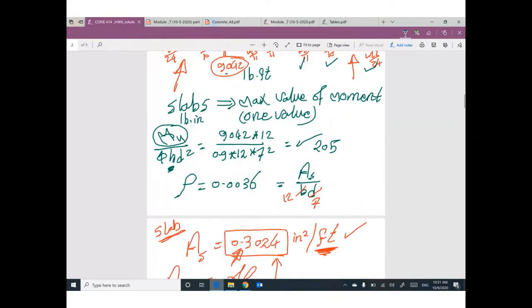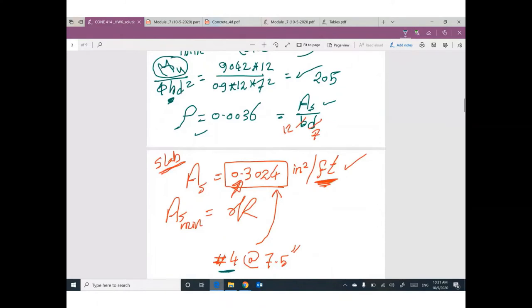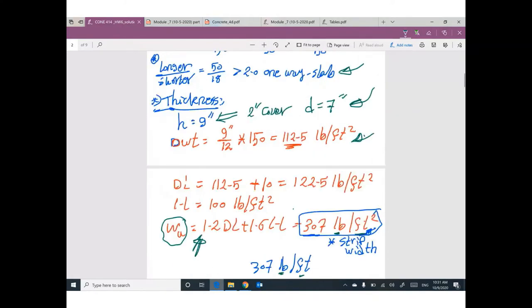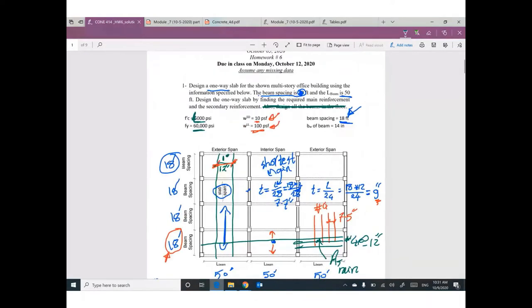Based on this moment, I can figure out the value of rho and the value of area of steel. Please make sure you check this area of steel against the minimum. For the main direction, which is the shortest direction, your area of steel is based on your calculation. In the other direction, which is the secondary direction or the longest direction, you will put minimum reinforcement.